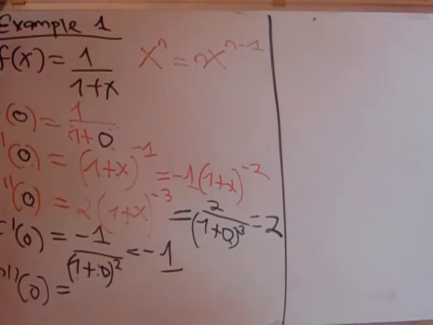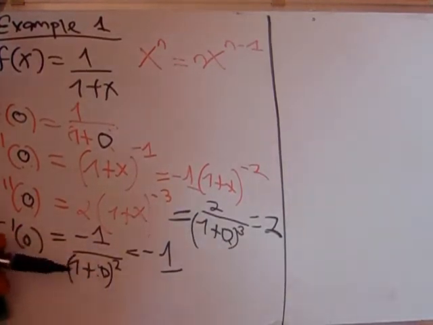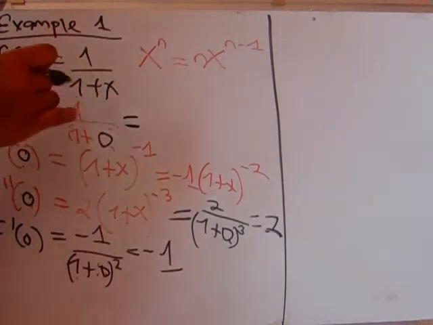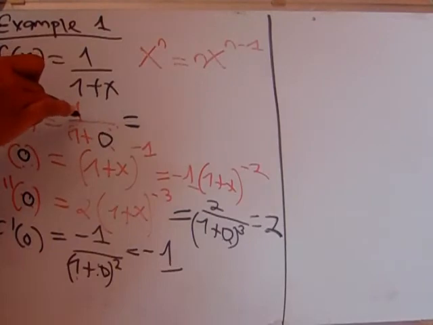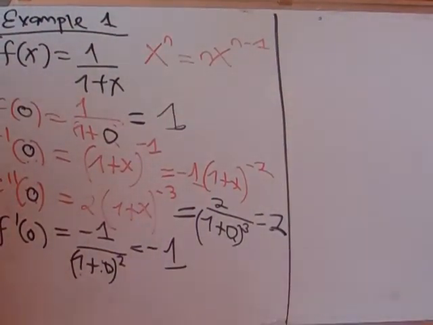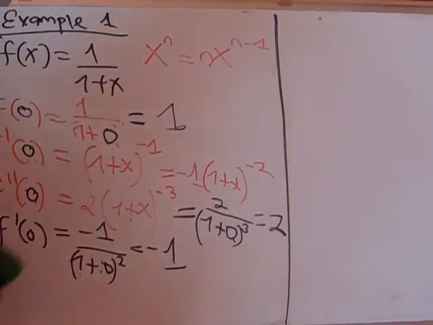Now back to our main function f of 0. If I replace x with 0, we have 1 over 1, which gives us 1. So that means our f of 0 is 1, our f prime of 0 is -1, and our f prime prime of 0 is 2. And that's all we have to do. Now we just replace these in the formula that we have.